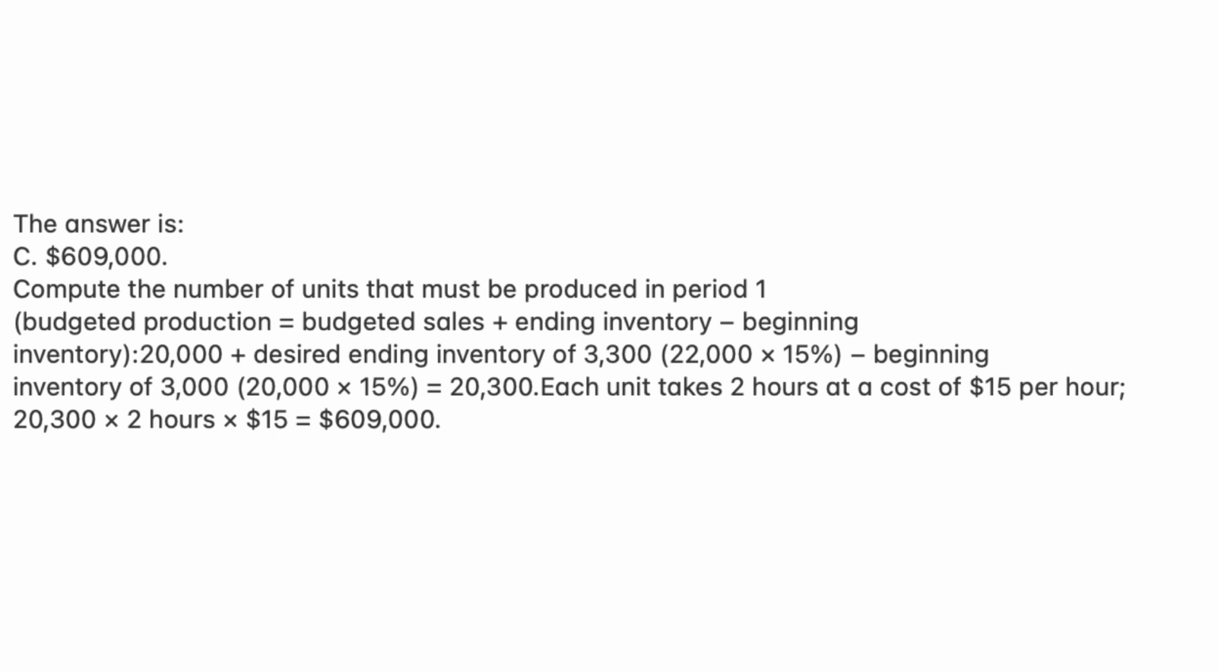$609,000. Compute the number of units that must be produced in period 1. Budgeted production equals budgeted sales plus ending inventory minus beginning inventory: 20,000 plus desired ending inventory of 3,300 (22,000 times 15%), minus beginning inventory of 3,000 (20,000 times 15%), equals 20,300. Each unit takes 2 hours at a cost of $15 per hour. 20,300 times 2 hours times $15 equals $609,000.